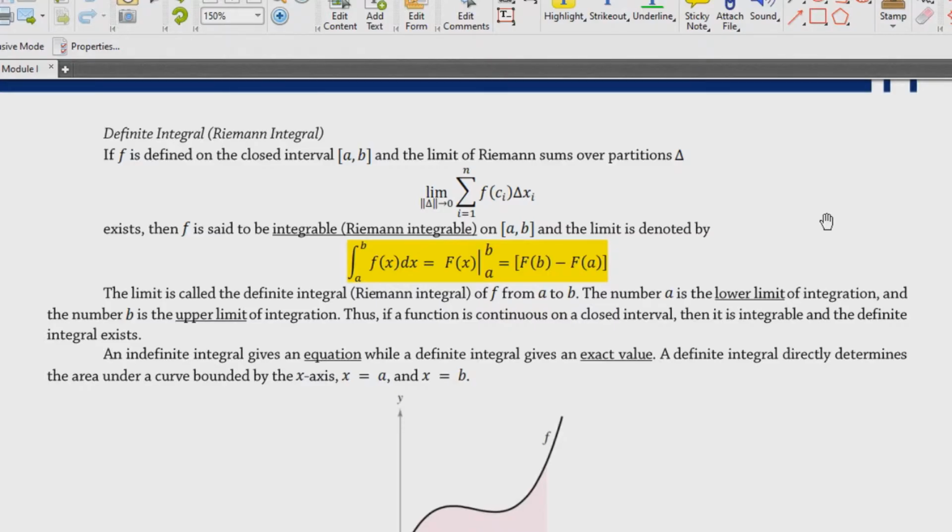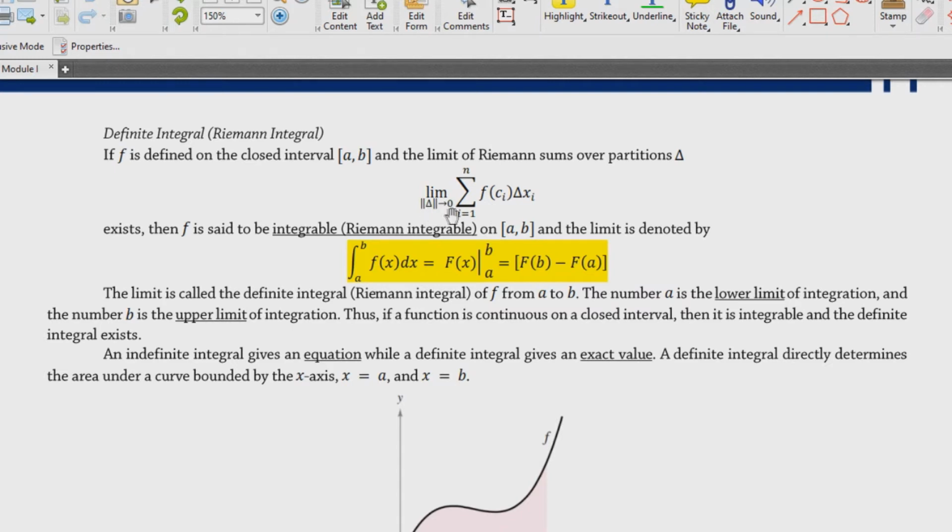Now let's have a talk about the definite integral, and I think this is one of the best applications of Riemann sums. So we call this definite integral the Riemann integral. If f is defined on a closed interval [a, b], and we take the limit of the Riemann sums over partitions delta, where delta is usually the norm, we take the sum over all the values that are possible in between this interval.